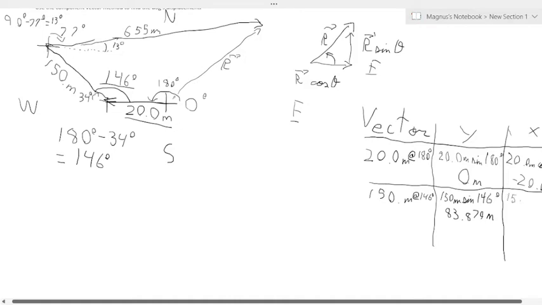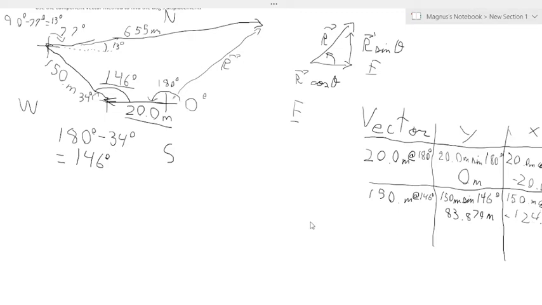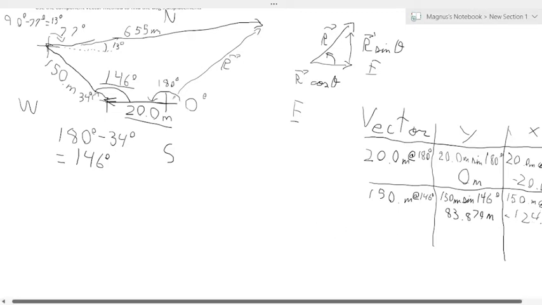To find our x, we do 150 meters, take the cosine of 140 degrees. Now, 150 cosine 146 degrees is negative 124.356 meters. Sorry, I'm kind of getting closer to the edge of the screen there. Get our meters in there somehow. Again, I apologize for this video.